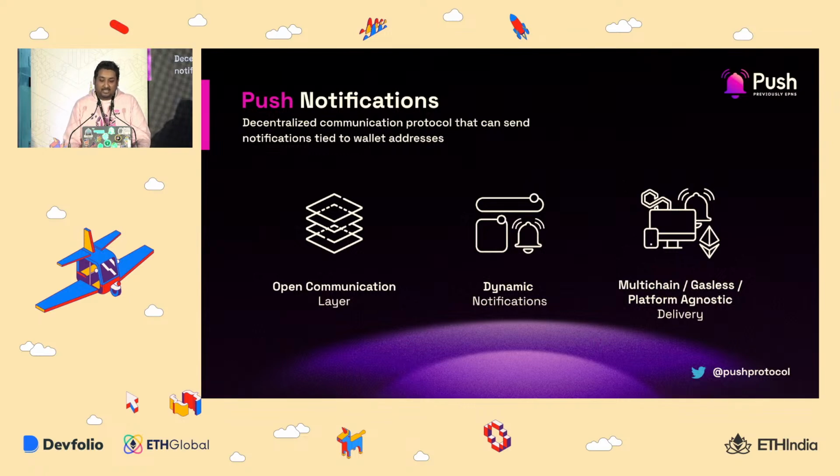Well, we do it by making sure that Push becomes this decentralized communication middleware, using which any protocol can send any communication, whether on chain or off chain, including notifications that are then tied to your wallet address. And because Push is an open and secure network, now any crypto wallet such as MetaMask can tap into this network and can show these notifications out to you.